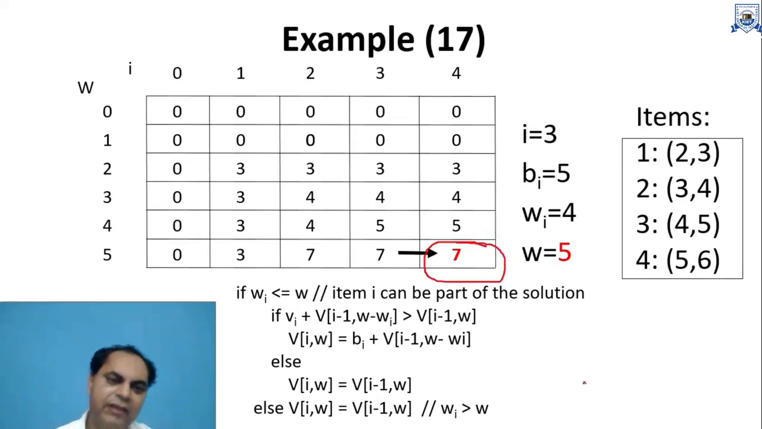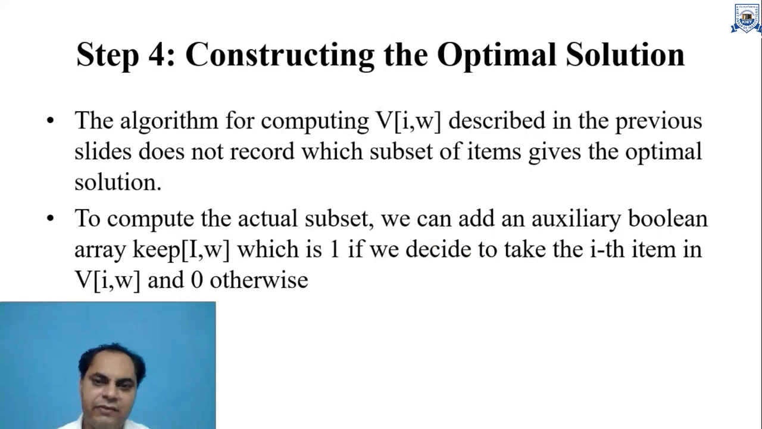The last value filled in provides the total benefit gained. Now come to step 4, which is used to construct the optimal solution. That means we find which items are part of the solution and which are not. To compute the actual subset, we can add an auxiliary Boolean array keep[i][w], which is 1 if we decide to take the ith item in, otherwise it is 0. So this is the simple solution.